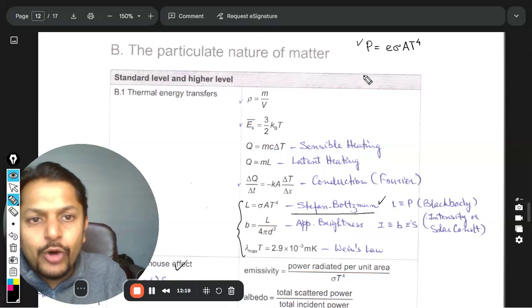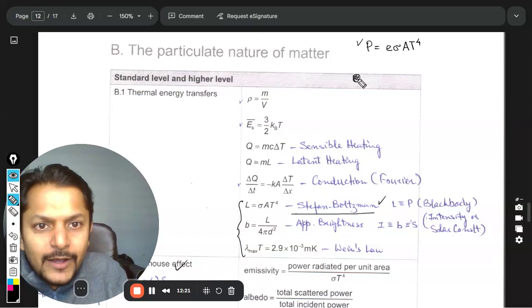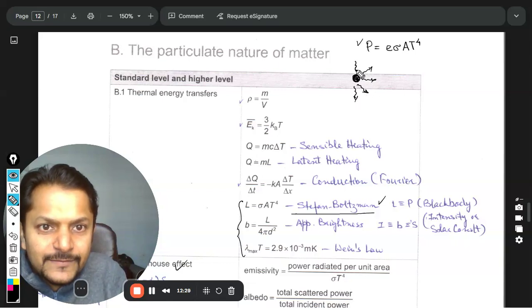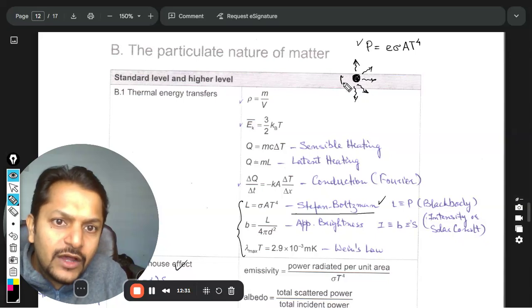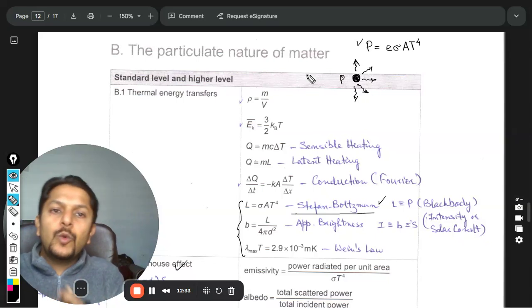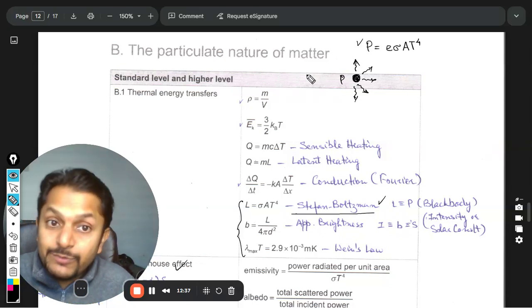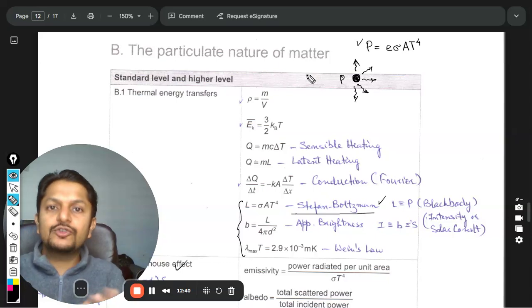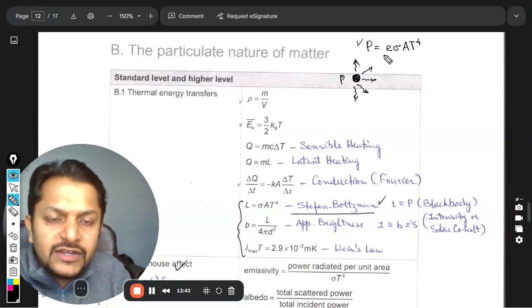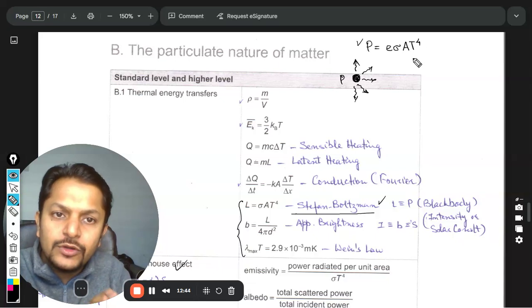P is the power. Like this is the hot body, and it is radiating some heat energy. And so we are talking about this very power. What is the amount of energy radiated by this body per unit time? That is called the power. So power is written as E sigma A T raised to power 4.